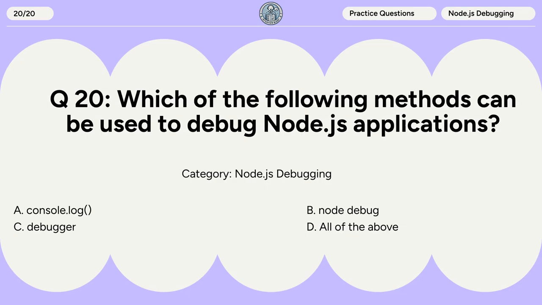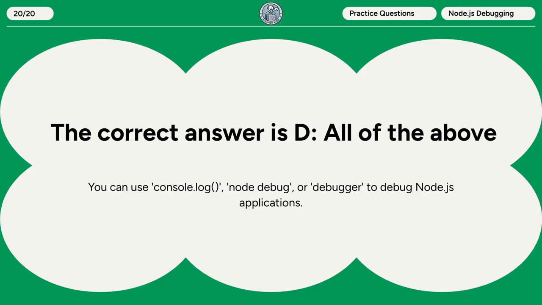Question 20. Which of the following methods can be used to debug Node.js applications? A. console.log. B. Node debug. C. Debugger. D. All of the above. The correct answer is D. All of the above. You can use console.log, Node debug, or debugger to debug Node.js applications.